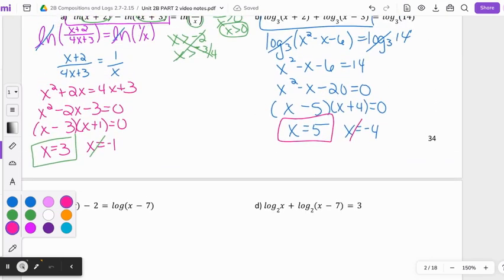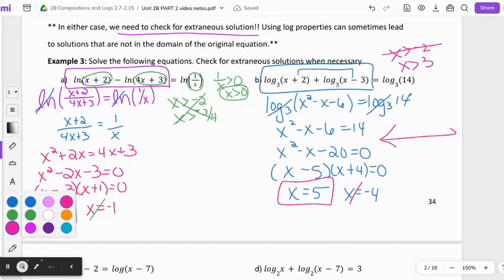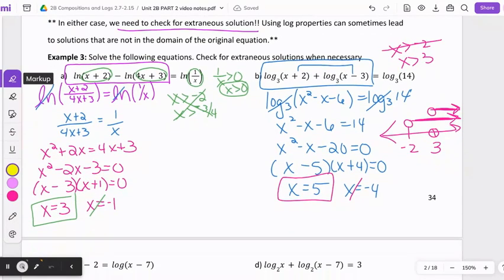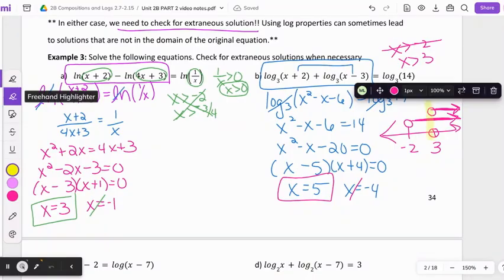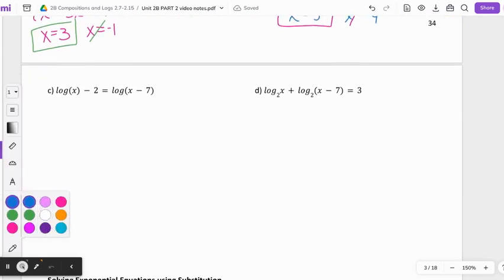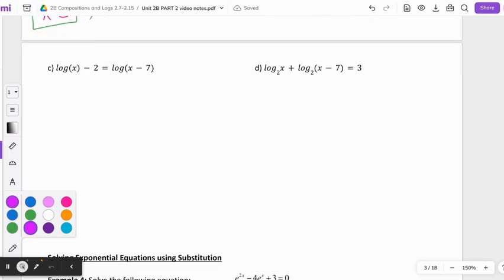All right, and if you're not understanding, just so we're clear, if I have x is greater than -2, and then I have x is greater than 3, I have to look at those and see what is shared amongst them. All right, and that would just be when it's greater than 3.